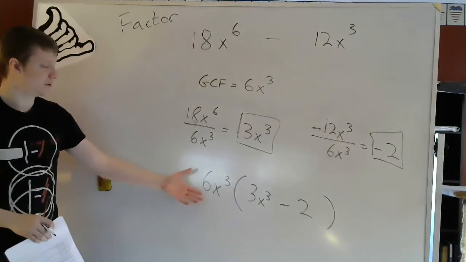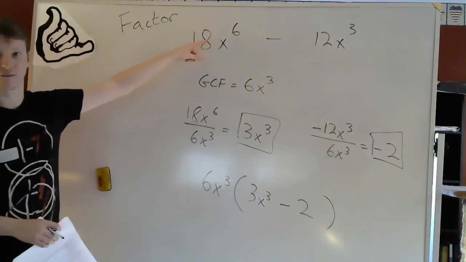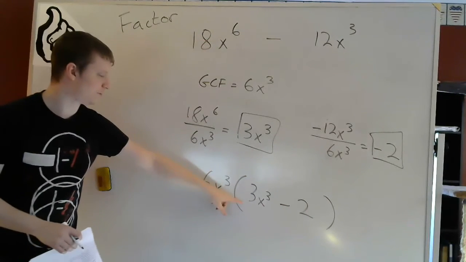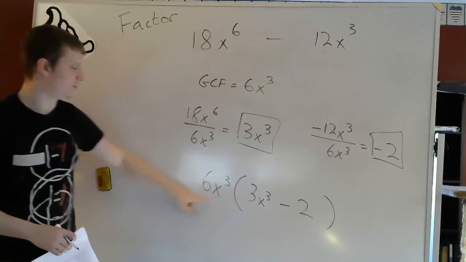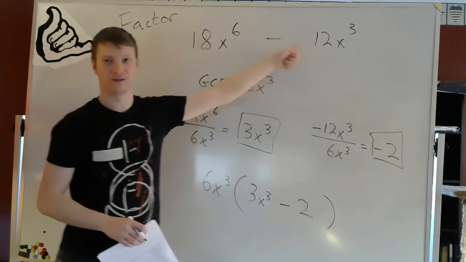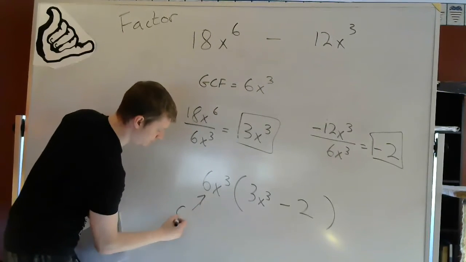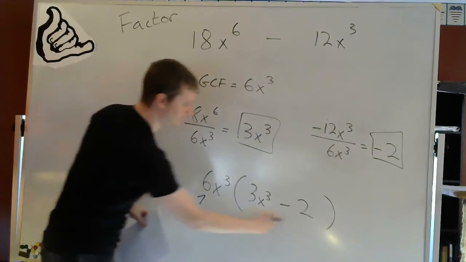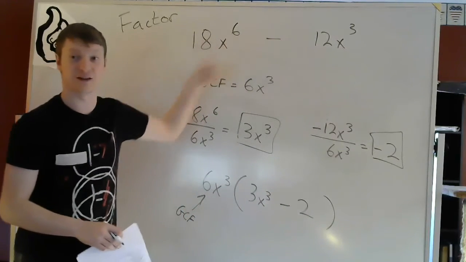And so now if you take a look, if you were to distribute this back in, we end up with the thing that I had at the beginning. 6x cubed times 3x cubed gives me 18x to the 6th. 6x cubed times negative 2 gives me negative 12x cubed. So the GCF comes out front, and the stuff left over is what I get when I take my original and divide it by that GCF.